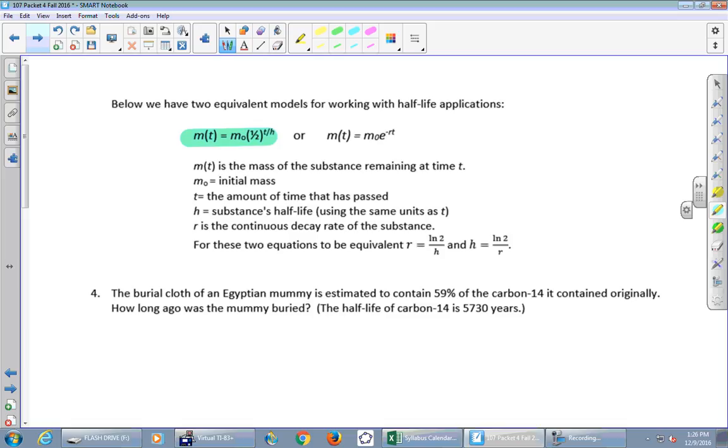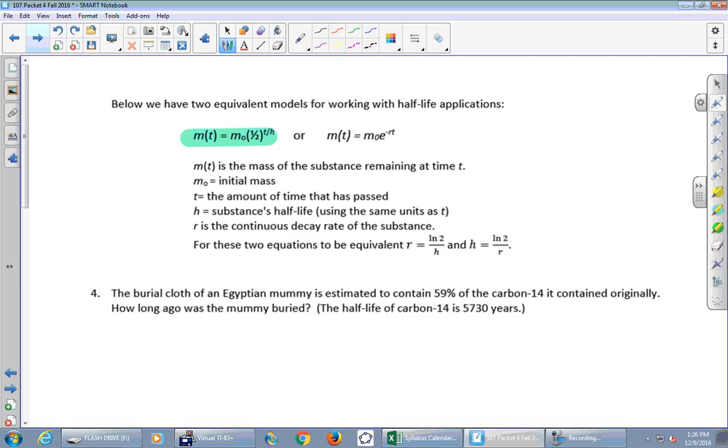Before we use any fancy formula, is the answer to this question, how long ago was the mummy buried, more or less than 5,730 years? Few votes for less. Did this mummy die more or less than 5,730 years ago? All we know is that 59% of the carbon-14 is still there. It's less because we haven't gotten down to 50% yet. So it's going to be close to 5,730 years, but less than 5,730.